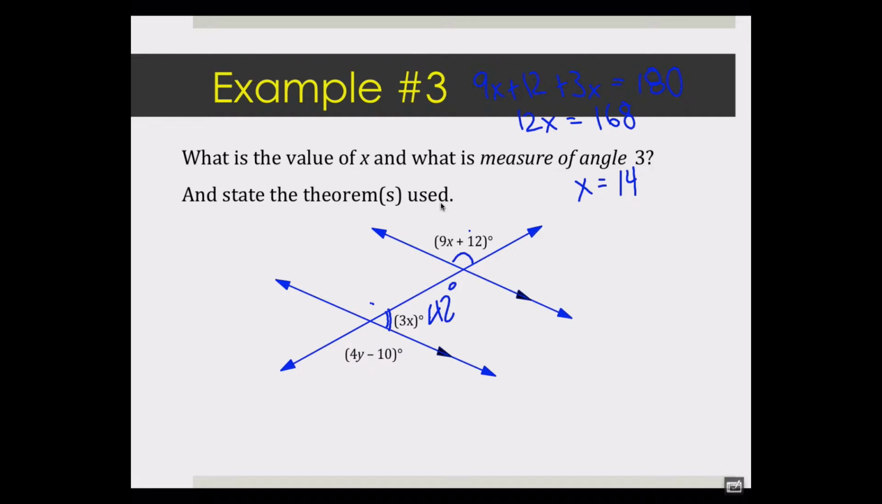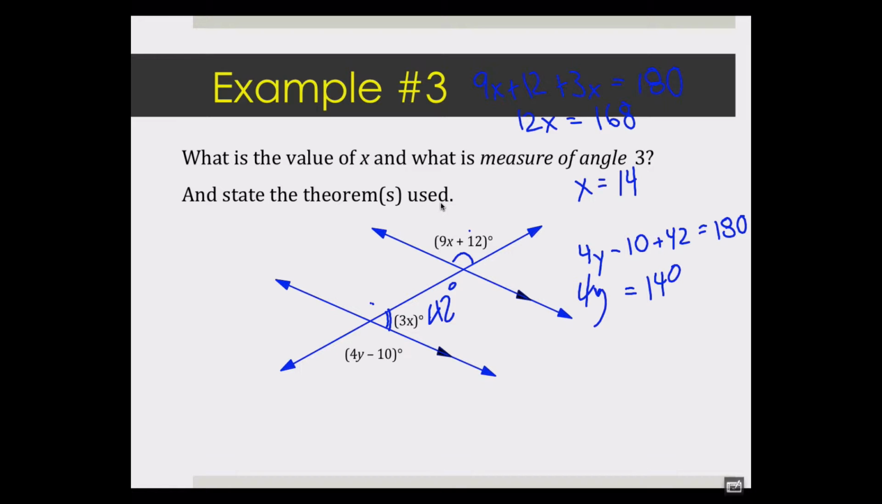All right, so what does that tell me about 4y minus 10? 4y plus 32 equals 180. I'm sorry? 4y plus 30, because negative 10 plus 42 is... Oh yeah, well let's go back to the start here. Let's not skip steps. 4y minus 10 plus 42 equals 180, because those are a linear pair. So 4y, that's 32 from the other side, is 148.